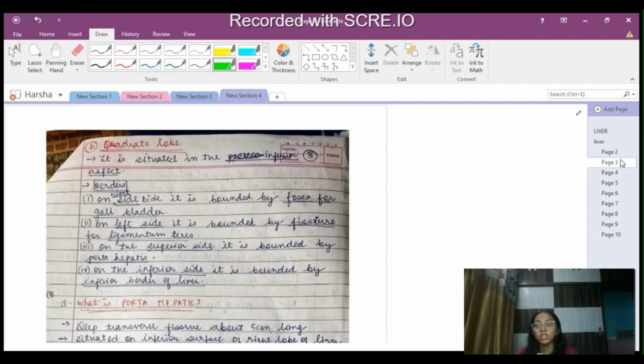Next is the quadrate lobe. The quadrate lobe is present below, situated in the inferior aspect of the right lobe of the liver. On the posterior surface of the right lobe of the liver is the caudate lobe, and on the inferior aspect of the right lobe is the quadrate lobe. Now, what are the borders surrounding the quadrate lobe? On the right-hand side, it is bounded by the fossa for the gallbladder.